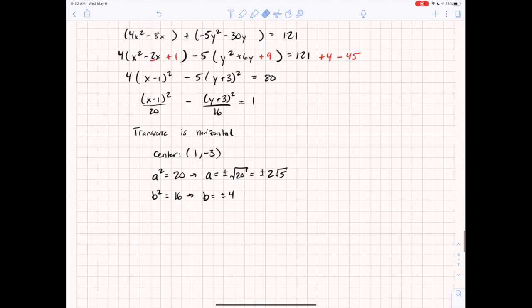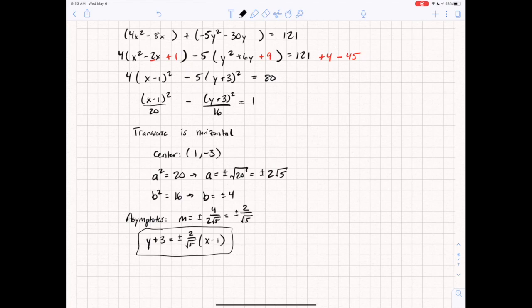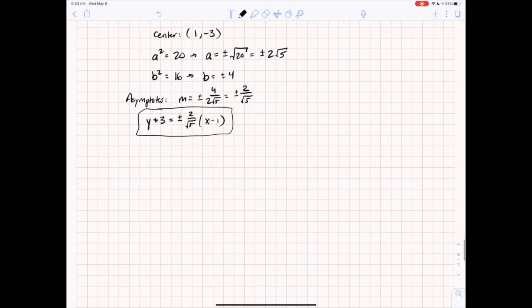So then using these values, I have my asymptote has a slope of plus or minus b over a, so 4 over 2 root 5. I can simplify it down to plus or minus 2 over root 5. And the equation then can be given by y plus 3 equals my slope, 2 over root 5, times x minus 1, that shift there. So here it gives me both the positive and minus for my asymptotes. So at this point, we can actually go ahead and sketch it. So let's go ahead and make the graph for this.